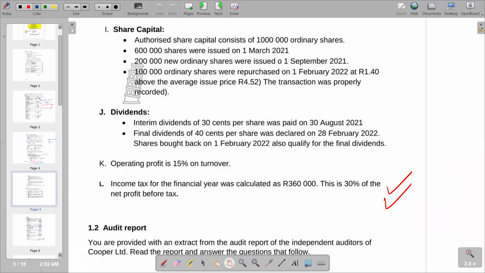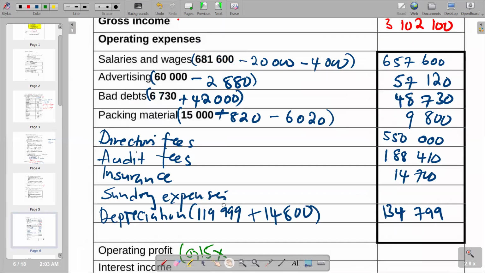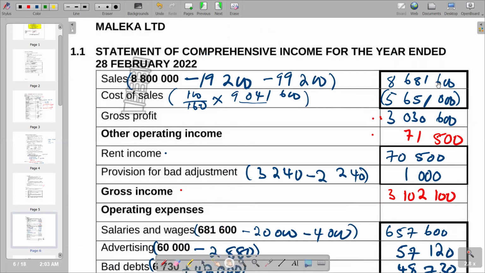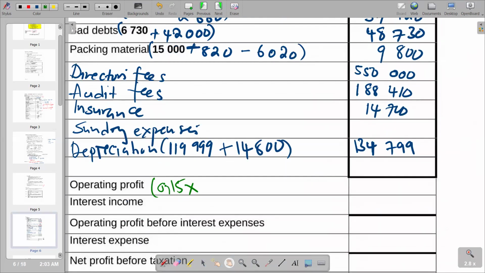Remember, you've got information coming here. If you come to K, it's saying operating profit is 50% on turnover. And our operating profit is the one that we have here. And then we multiply the figure for turnover. The figure for turnover that we have is the figure for sales, which is 8,681,600. So here we multiply by 8,681,600. So I'll try to calculate it like that.